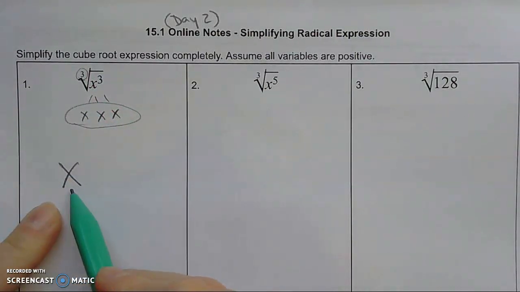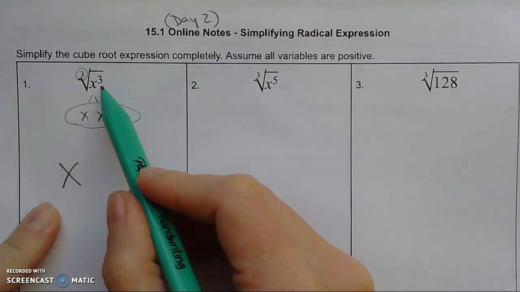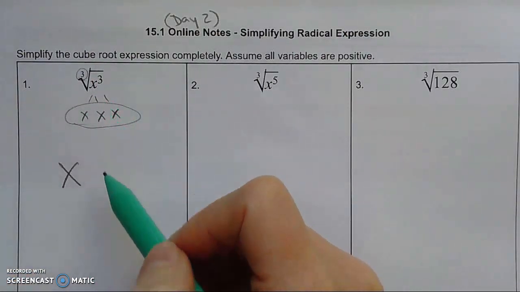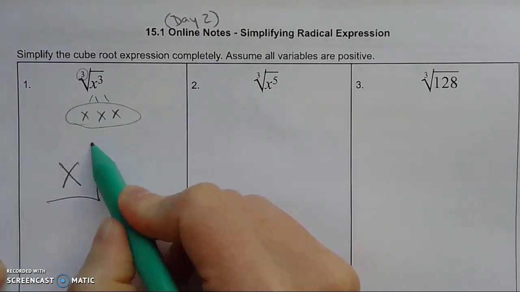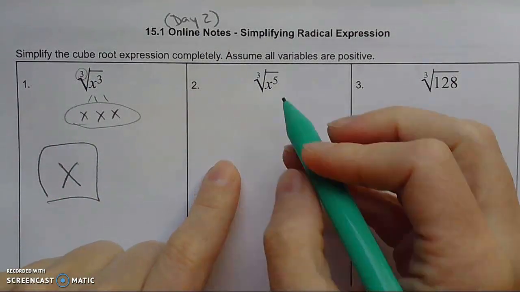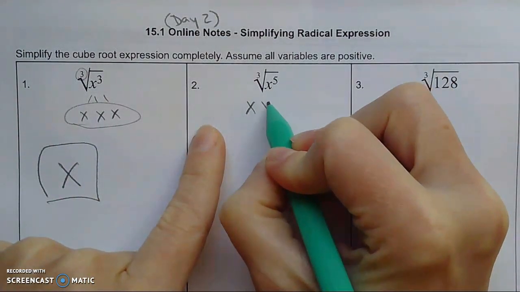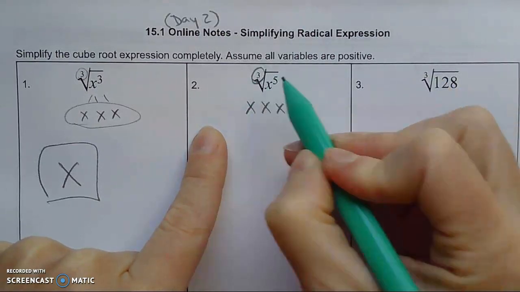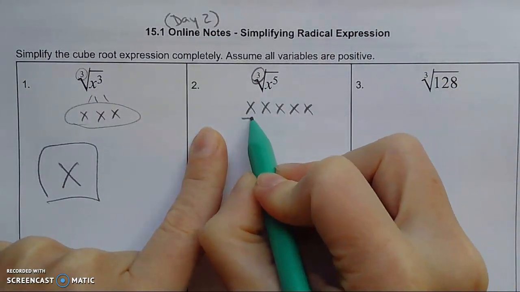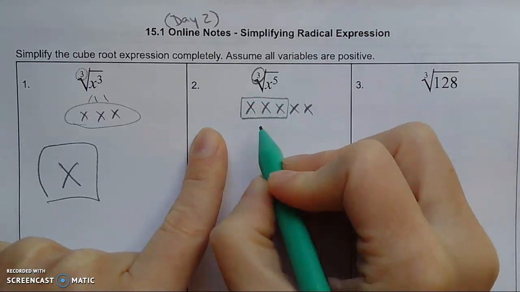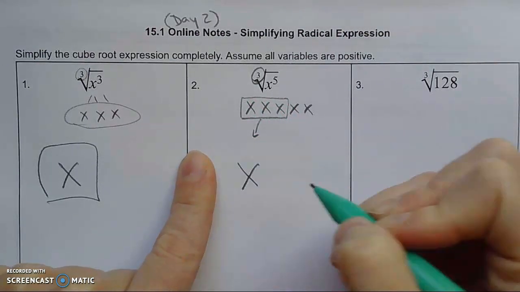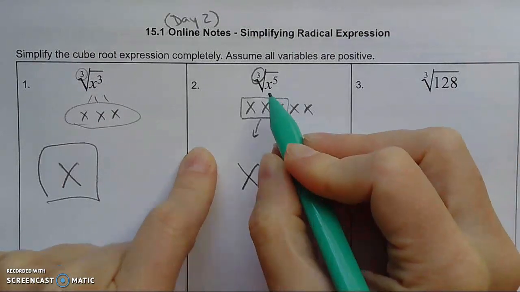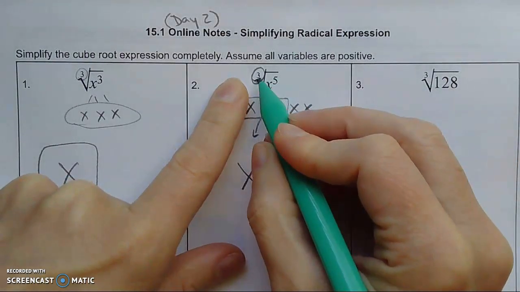But there's nothing here, so x cubed and the cube root of x cubed, those are inverse operations, so your answer is just x. Okay, x to the 5th, well that's x, broken down. Looking for groups of size 3, so I'm going to circle 3 of these, which means I'm bringing on the outside an x. Everything else is going to go back inside the radical with that same index.